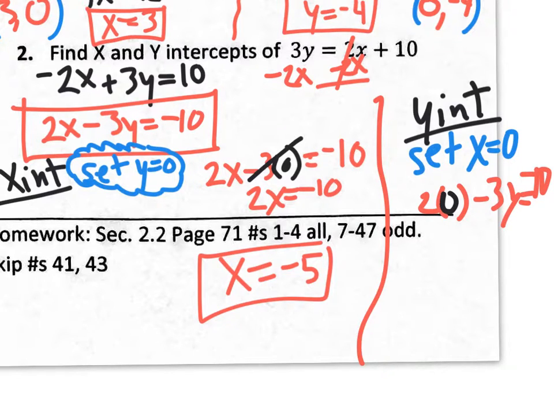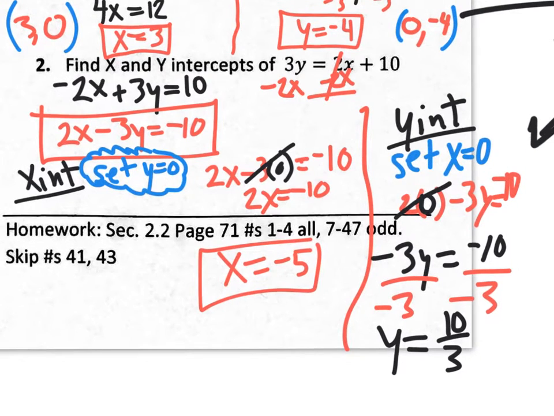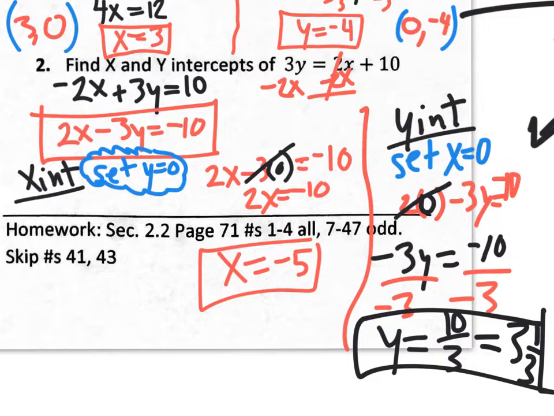Ran out of space. That's ugly. Okay, so the 2 times 0 cancels. You have a negative 3y equals negative 10. And of course, we're going to divide by negative 3 on both sides. So your y is going to equal, a negative divided by a negative is a positive, 10/3. However, you might want to make that 10/3 look like a 3 1/3. So 3 1/3 would be your y-intercept value, okay? So your y-intercept is 3 1/3.